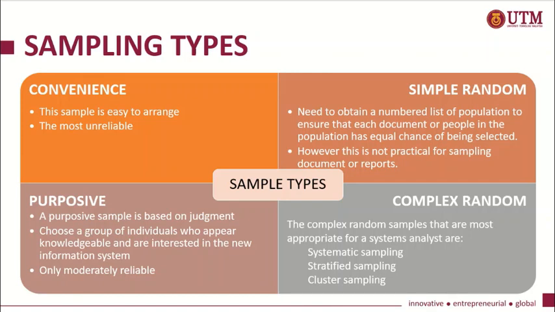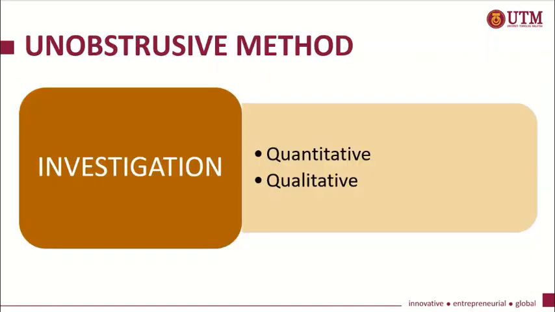Lastly, complex random sampling is probability sampling done with restricted sampling techniques. They are also called mixed sampling design as they tend to combine probability and non-probability sampling procedures during sample selection. The popular complex random sampling designs including systematic sampling, stratified sampling, and cluster sampling.